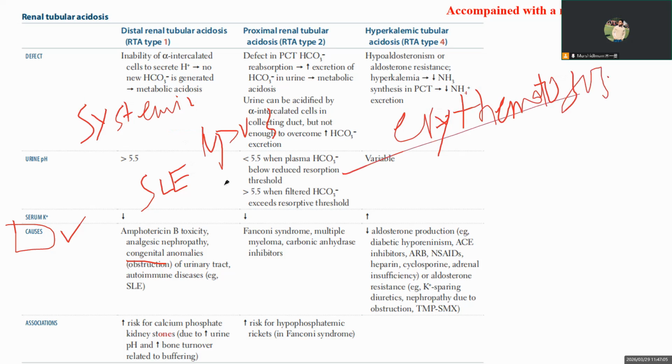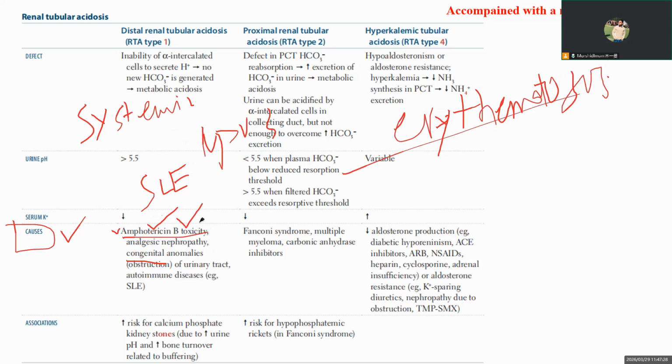SLE, and RTA type 1 can also be caused by analgesic nephropathy or by antifungal drugs, for example amphotericin B toxicity. This is one of the antifungal drugs. Okay, amphotericin B toxicity, and also you can remember that this is going to be toxic to the collecting tubule too.